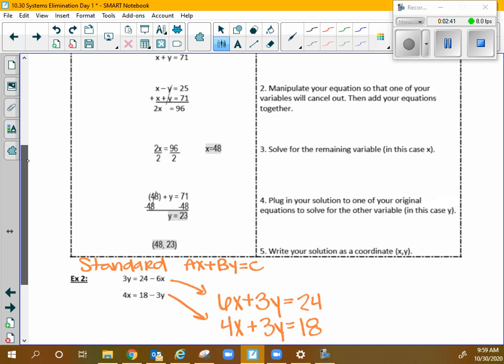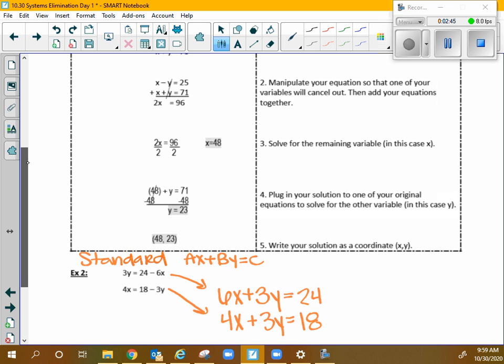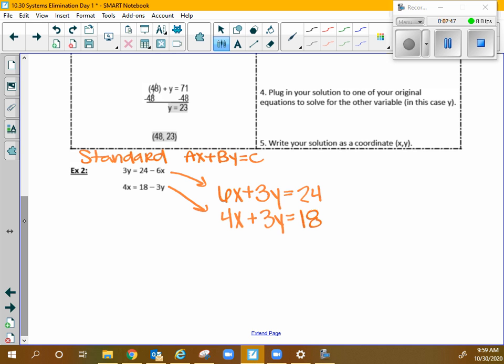My second step says manipulate your equation so that one of your variables will cancel out. Then you add your equations together. So I'm going to be adding down, just like what we talked about with those decimals. But I want one of the variables to eliminate when I add. And right now, nothing is going to eliminate. I would get 10x and 6y.